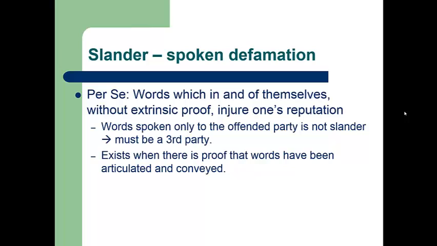And slander is spoken. And there are actually two types of slander. And one you have to prove and one you don't have to prove. Okay. The first one is slander per se. Words which in and of themselves, without extrinsic proof, injure one's reputation. So these are things that you don't have to prove. Okay. Words spoken only to the offended party is not slander, must be a third party. Exists when there is proof that words have been articulated and conveyed.